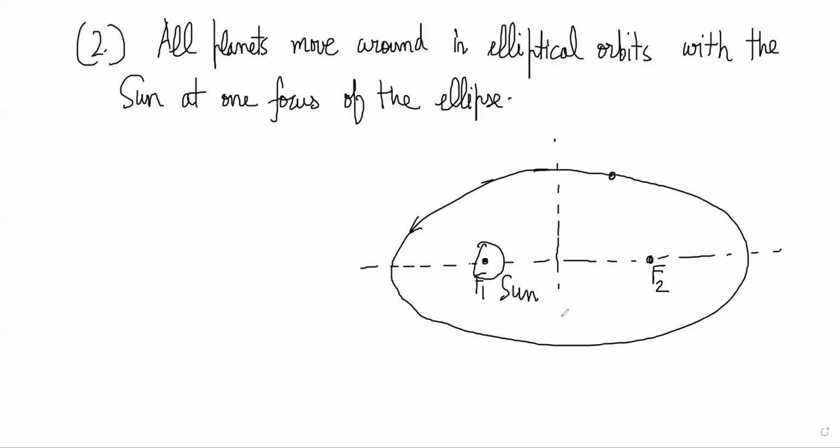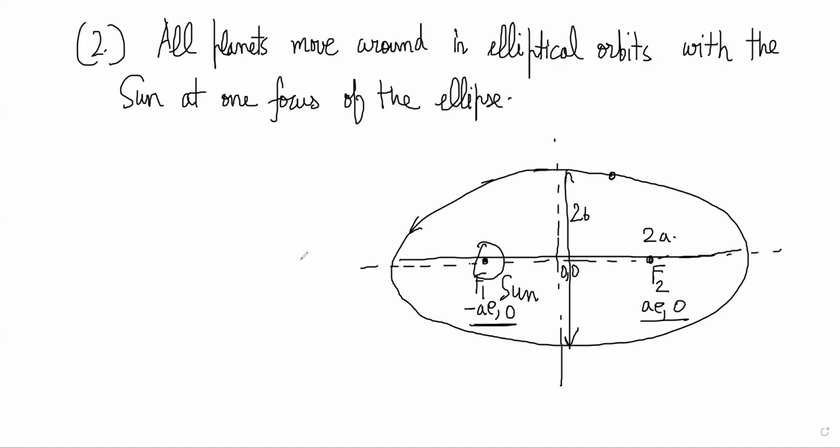And if you draw your axis and all, you can say that this is your 0, 0, this will be minus AE comma 0, this will be AE comma 0, this is your 2B, right? This is your 2A. You should know all this, right? You know the basic ellipse structure and all, right?